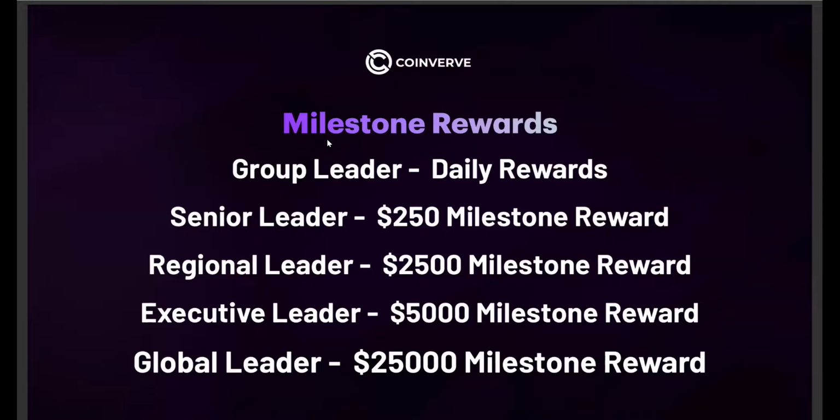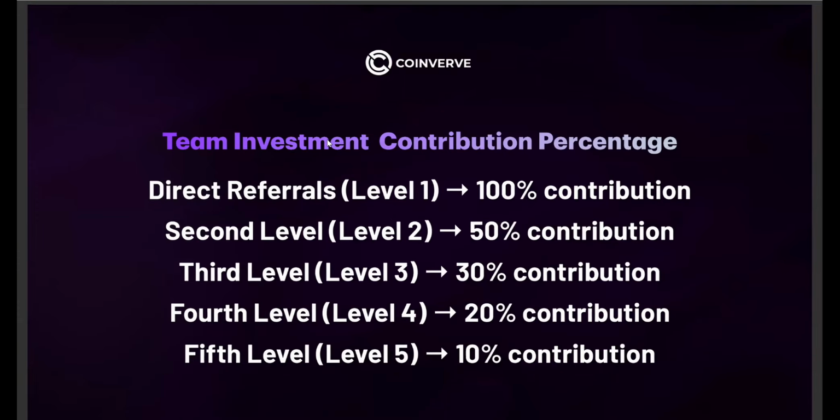And to maintain quality network development, the qualification structure is weighted toward stronger direct networks. Direct referrals contribute 100% toward team volume. Second level contributes 50%. Third level 30%. Fourth level 20%. And the fifth level 10%. This creates a more balanced and structured global model where active network building is prioritized over passive expansion.